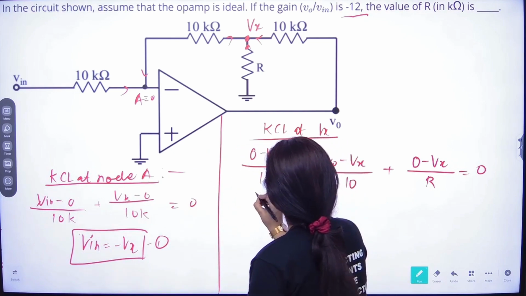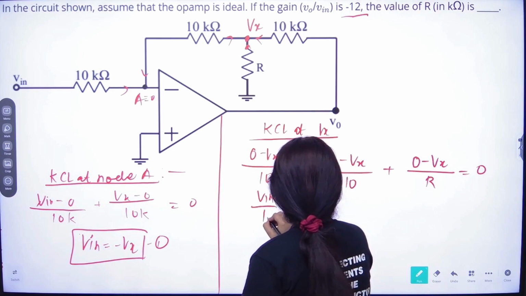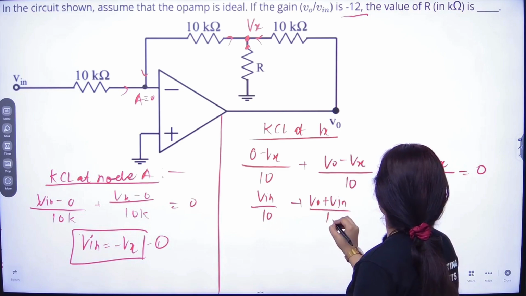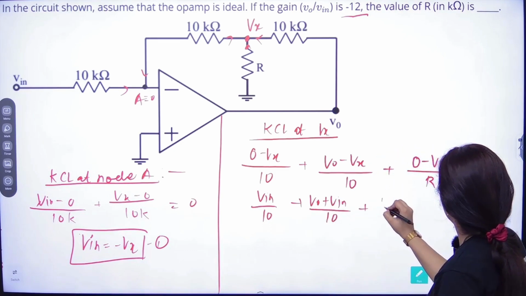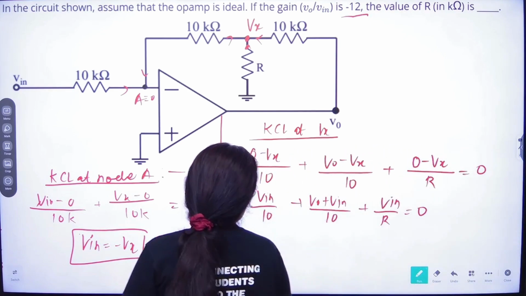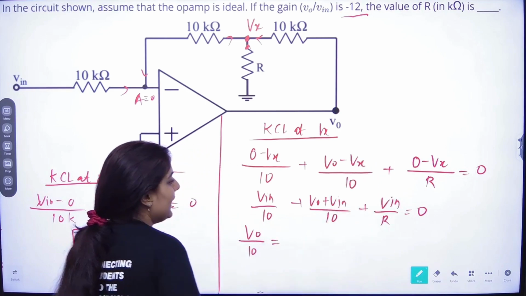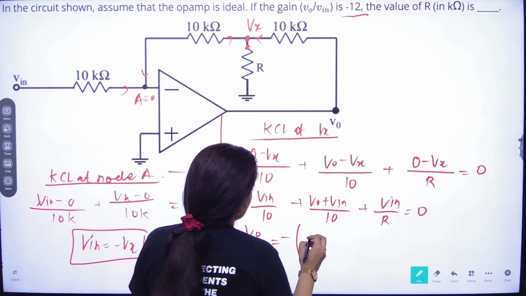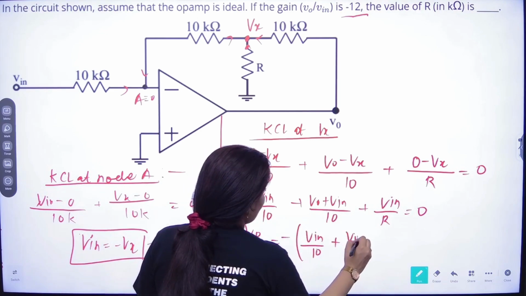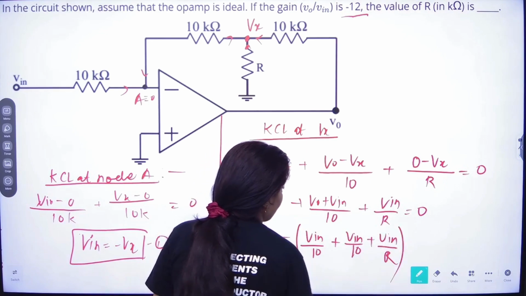So I'll just replace minus Vx with Vin. That will be Vin by 10 plus V0 plus Vin by 10 plus Vin by R is equal to 0. So V0 by 10 on one side and all the Vin terms on the other side. That will be Vin by 10, Vin by 10, Vin by R.